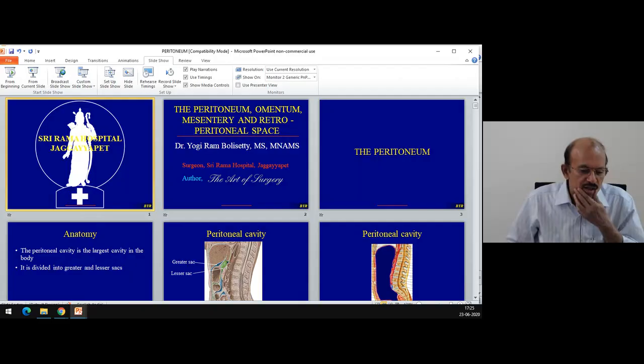Okay, there is a doubt. What is the sign in which palpation of the right iliac fossa gives pain in the left iliac fossa? I think it is the reverse one. Palpation of the left iliac fossa produces pain in the right iliac fossa. Yes, that is called the Rovsing sign. So it is reverse.